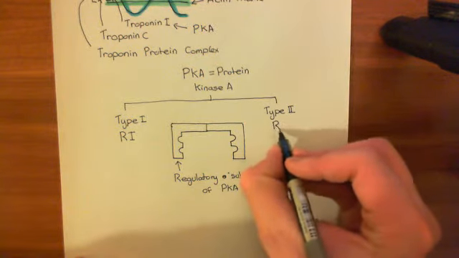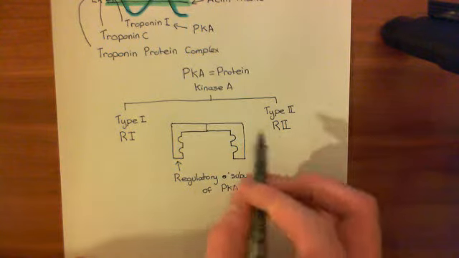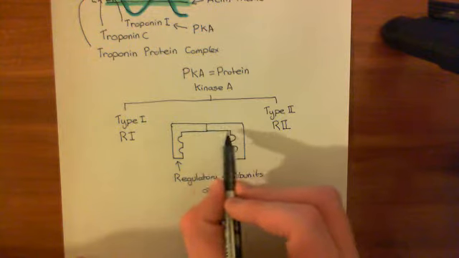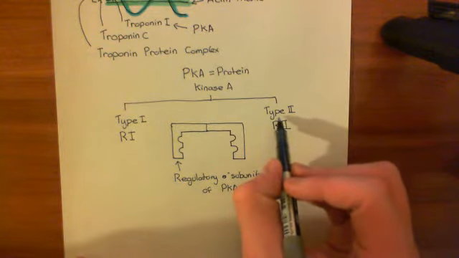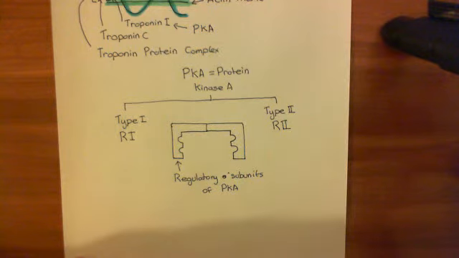There is also the type 2 regulatory subunit, the R2 protein, which if you use that in these 2 positions, you will get a type 2 protein kinase A, which will attach to AKAPs, or A kinase anchoring proteins.